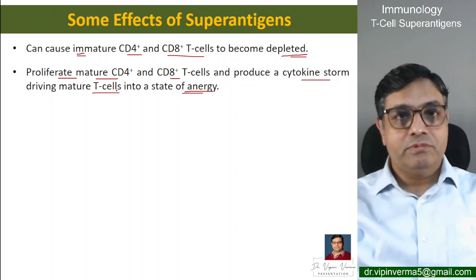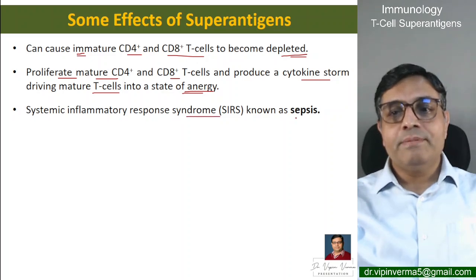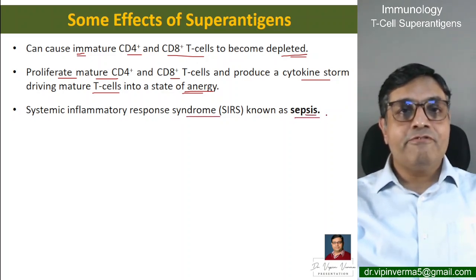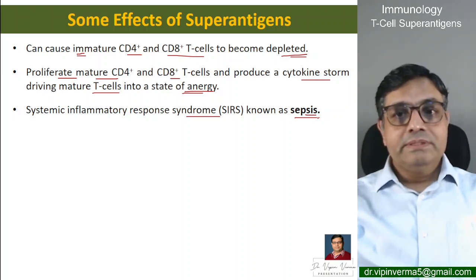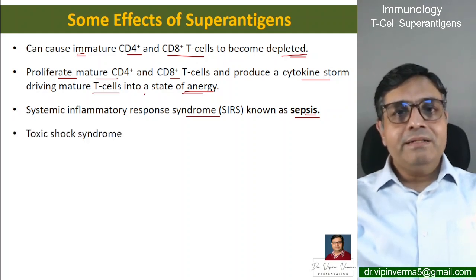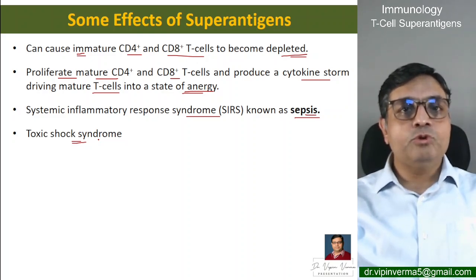cannot respond. Right. Now, it can also cause systemic inflammatory response syndrome, which we call sepsis. And sepsis is a very emergency condition. So it can create sepsis inside the body. Another effect is toxic shock syndrome, because you saw in the earlier slide that the superantigens can be of the exogenous origin, and they can create food poisoning.